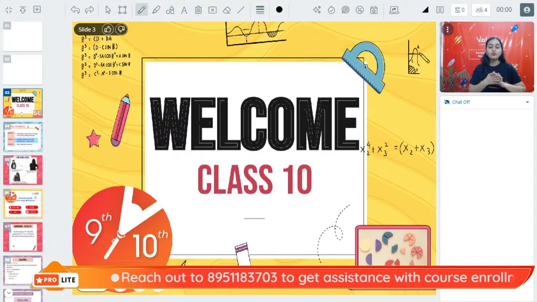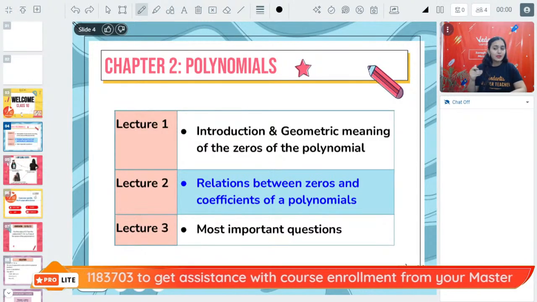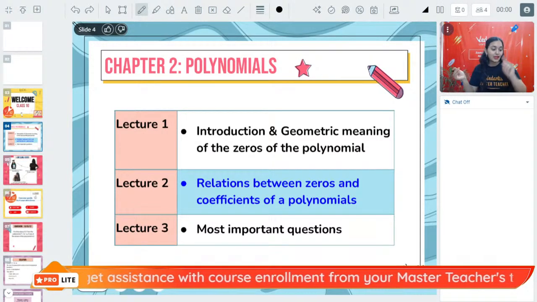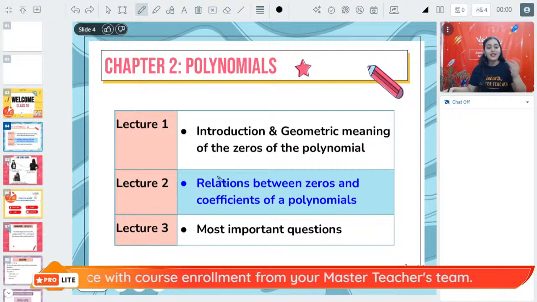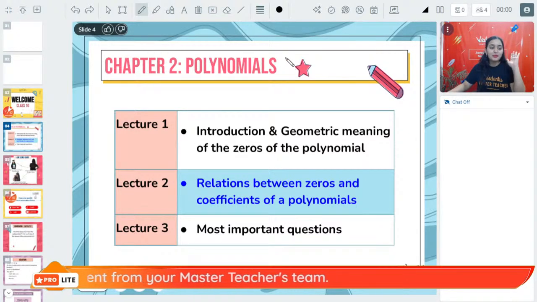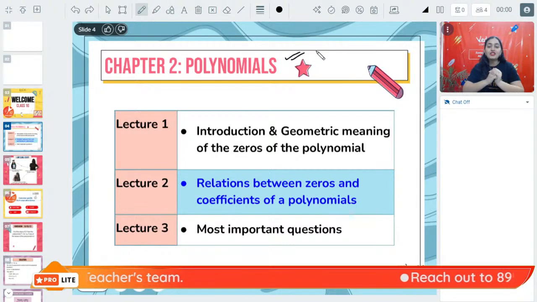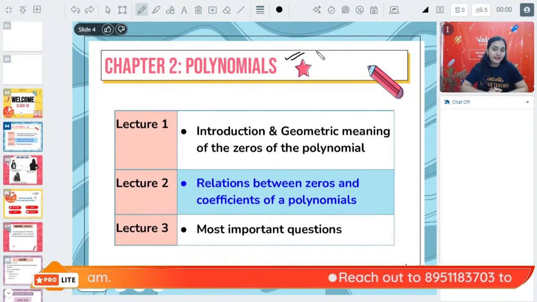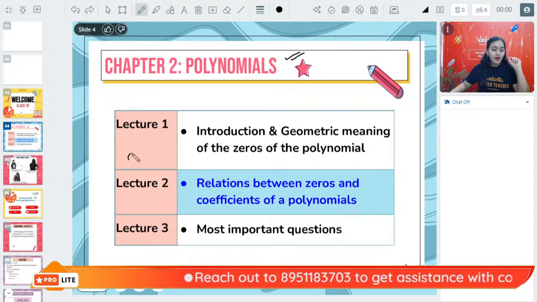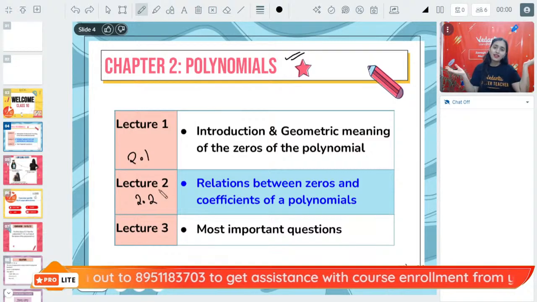Welcome everybody to Polynomials lecture number 2. This will be the final lecture of this chapter because you all know very well that a lot of syllabus has been deleted from the polynomials chapter. Exercise 2.3 as well as exercise 2.4 has been deleted. So we are only going to study exercise 2.1 and exercise 2.2. That's all in your course.